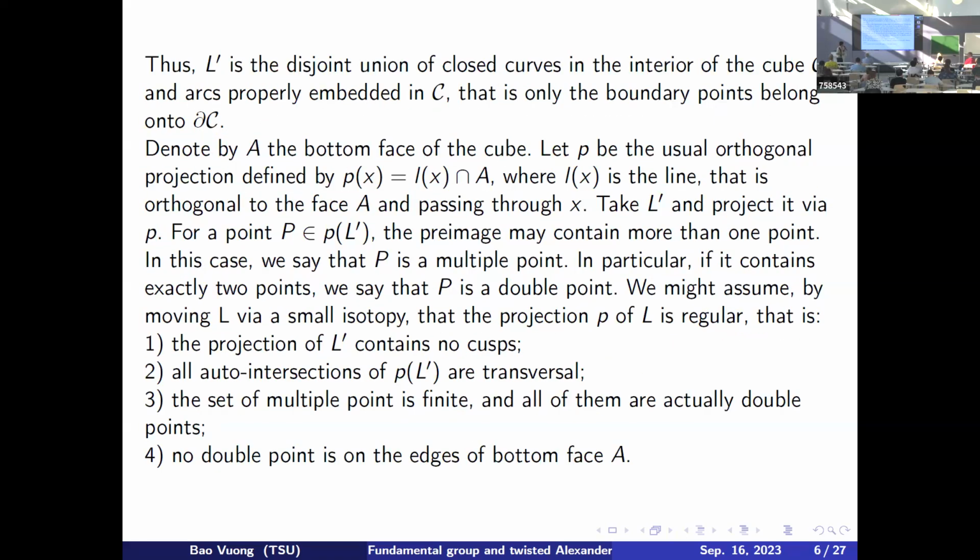And what is a regular projection? That projection has no cusps, and the projection is transversal. The set of multiple points is finite, and all of them are actually double points. It is the standard approach to diagrammatic knot theory. And there is no double point on the edges of the bottom face A, because I chose a regular projection into a face of the cube.